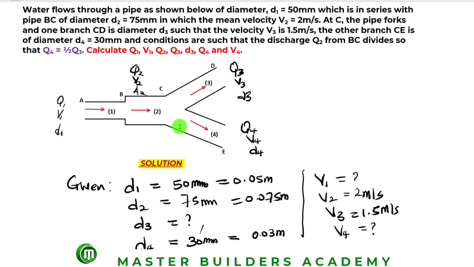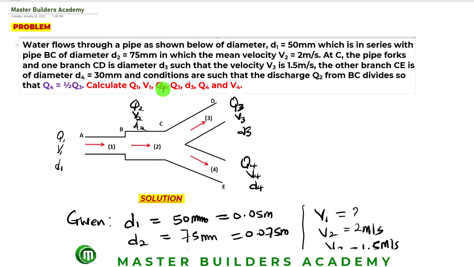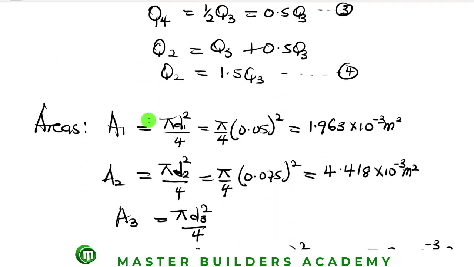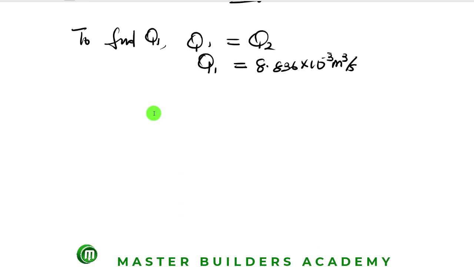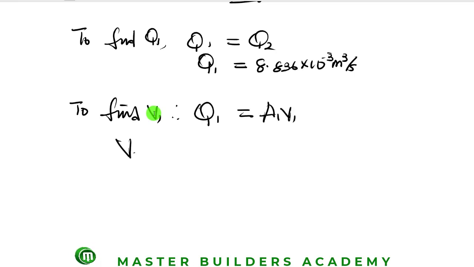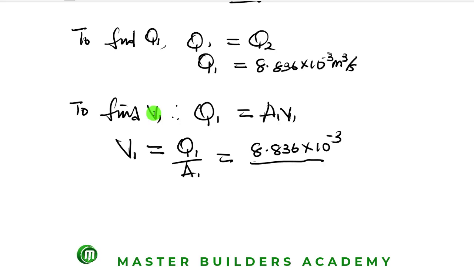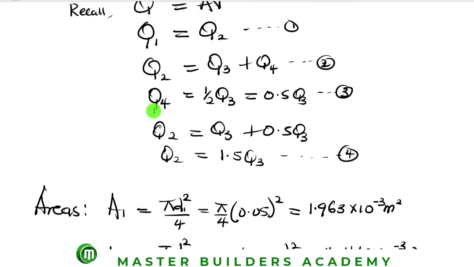We have been able to find Q1 and Q2. Now, for us to find velocity 1, recall that now we know Q1 and we know A1, it is very possible for us to find V1, right? So to find V1, recall that Q1 is equal to A1 times V1. If I make V1 the subject of the formula, we are going to have Q1 over A1. So all we need to do now is 8.836 times 10 to the power of negative 3 over A1. So let's move up so that we can get area 1. Just check it here.